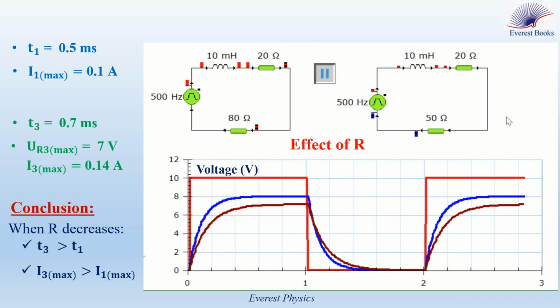So we can conclude that when the resistance of the RL series circuit decreases, the time needed to reach the steady state increases and the maximum value of the current increases.